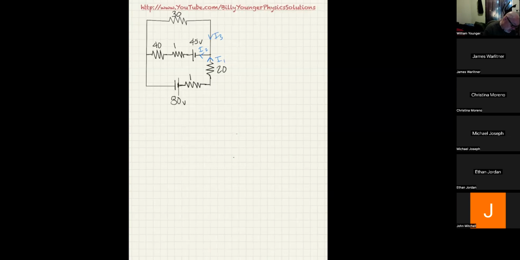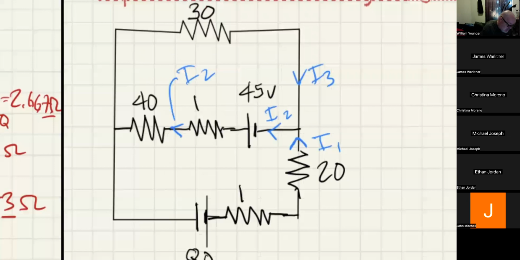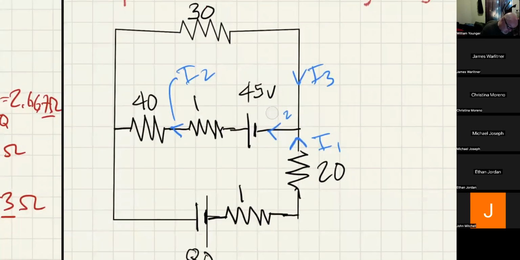You'd think I'd find a better place to write that I2. Let me draw it here. And then say this is I2. And then that way I can get rid of this mess.